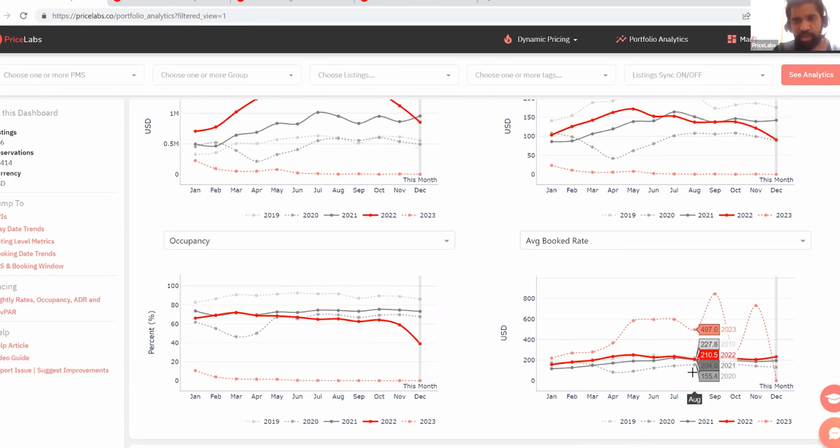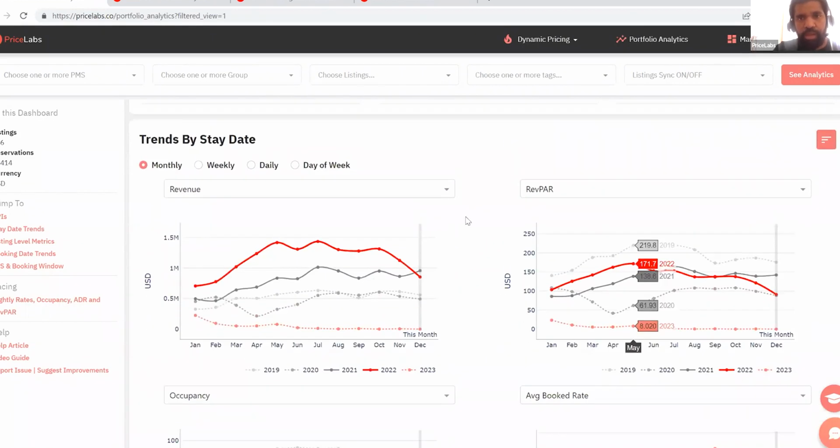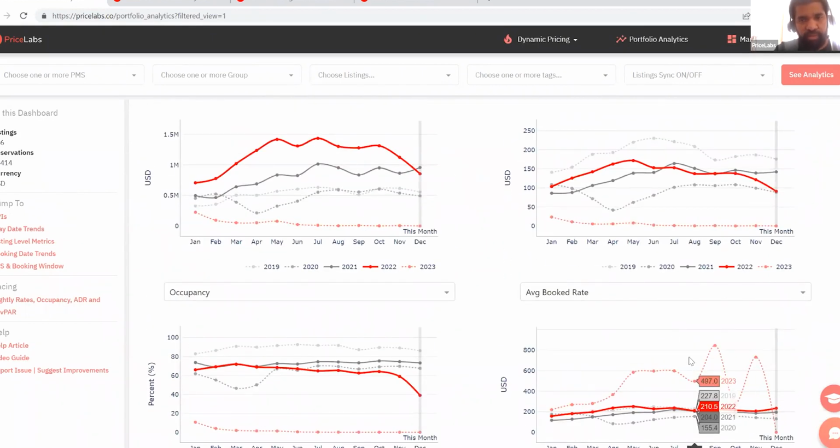Similarly, average book rate, is my ADR this year higher or lower than last year, right? Ideally, for US markets, particularly because of inflation, your ADRs, your average book rate would generally be higher, or should be higher, unless you're in a market that's seeing a slowdown.